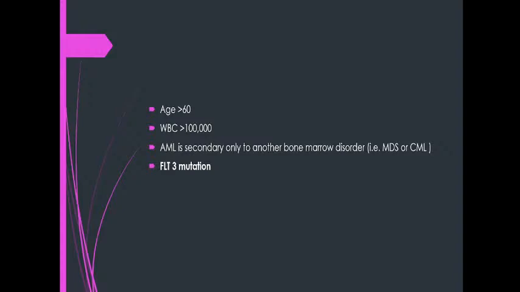Anong lalabas? Magiging dacryocytes or schistocytes, 'di ba? Mahihiwa-hiwa yung mga cells or mahahatak ng fibroid tissue. Okay? So that's what you call cellular trauma.